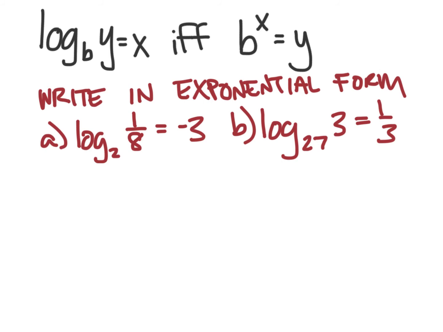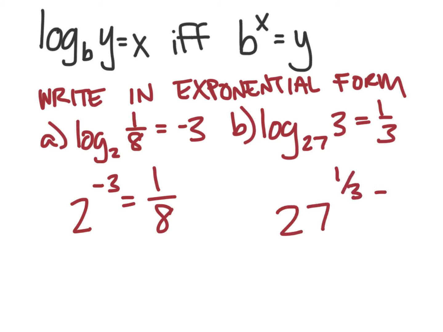Now let's see if we can go the other way. Here these are in the form log base b of y equals x, and we need it to be b to the x equals y. So 2 to the negative 3 equals 1/8. 2 to the negative third power is 1/8, and that's true, and we know that. So you try part B. You should have gotten 27 to the 1/3 equals 3, which is just saying take the cube root of 27, and that's 3. So this is true.